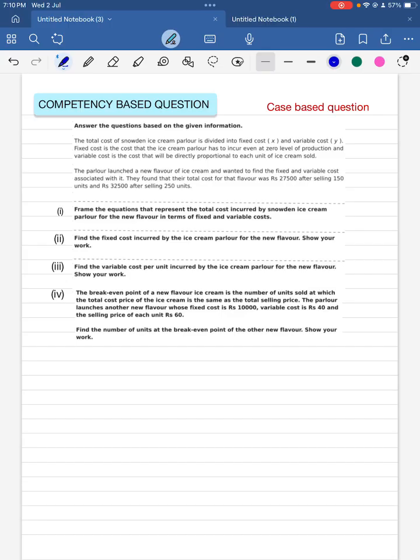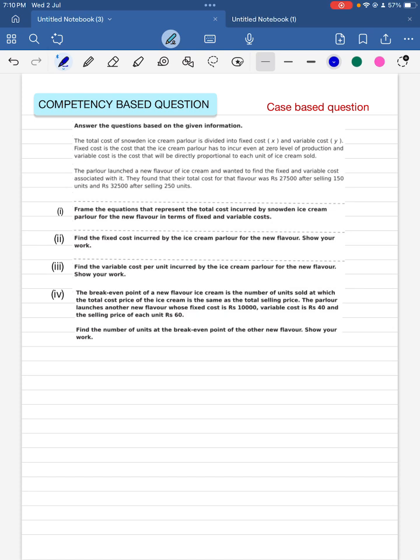In this video, I'll be doing a competency based question and it's a case based question. Now answer the questions based on the given information. The total cost of Snowden ice cream parlor is divided into fixed cost X and variable cost Y. Now fixed cost is the cost that the ice cream parlor has to incur even at zero level of production, and variable cost is the cost that will be directly proportional to each unit of ice cream sold.